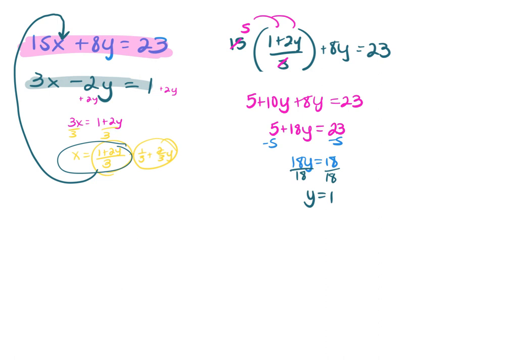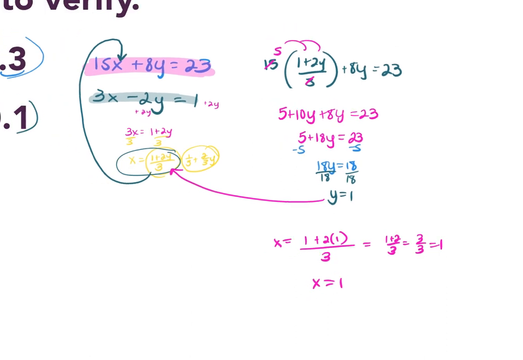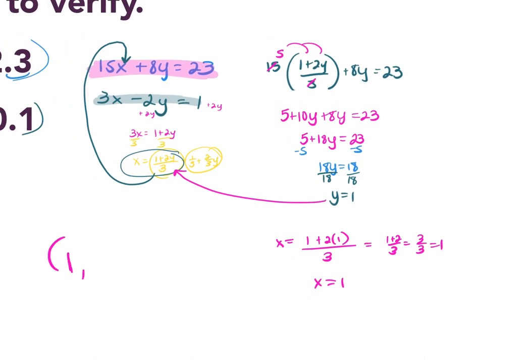If you want to avoid the fraction. But if not, if I plug it in here, x equals 1 plus 2 times 1 over 3. 1 plus 2 over 3, 3 over 3, which is 1. And I put it in coordinate point form: 1, comma, 1.